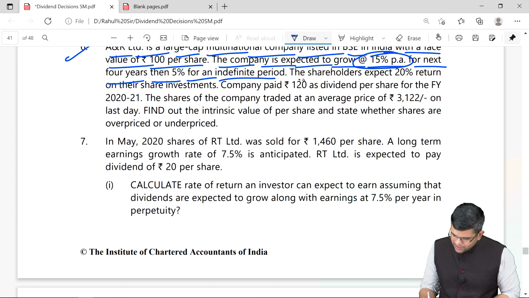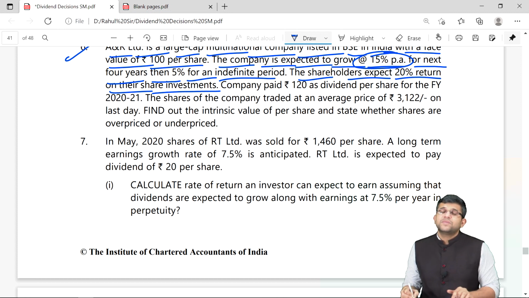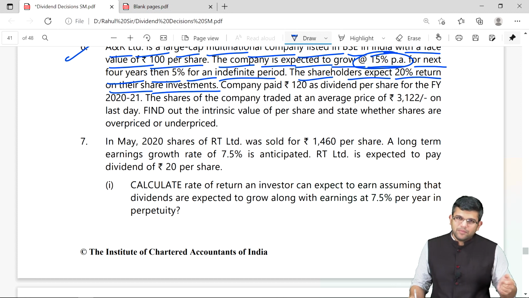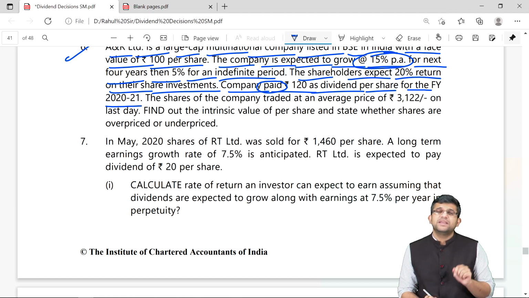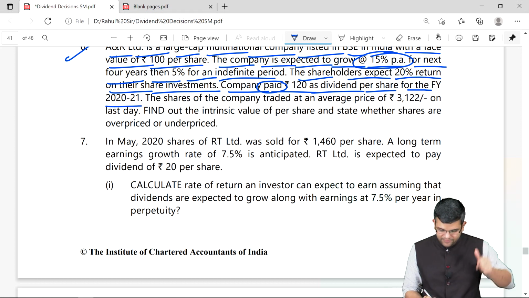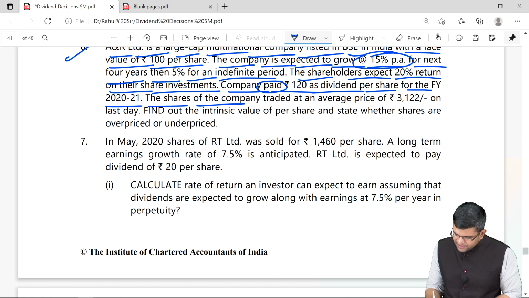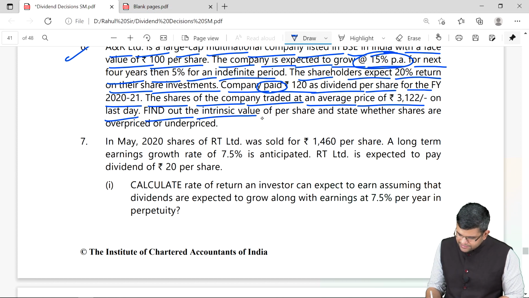They are saying the shareholders expect a 20% return on their share investments. Children, this will become their KE, the minimum required rate of return. The company paid rupees 120 as dividend per share for the financial year 2021. This becomes their D0, the last dividend. The shares of the company are traded at an average price of rupees 3122 on the last day. Find out the intrinsic value of the share and state whether shares are overpriced or underpriced.